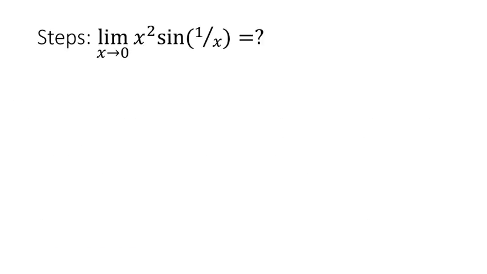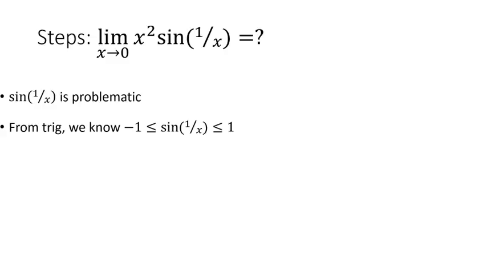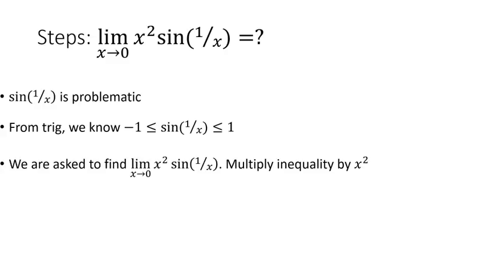Let's take a look. Going back to our example here, the problematic part is sine of 1 over x. We know from trigonometry that sine is always in between -1 and 1. Now let's make the middle part look like our original. Multiply the whole inequality by x squared. Now we're ready to use the squeeze theorem.